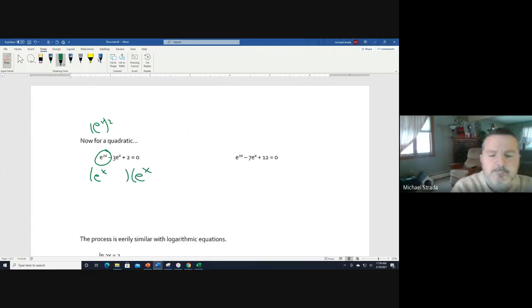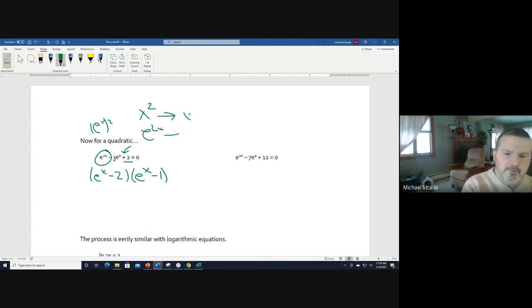All right, you then look at c, which is 2. And you look for two numbers that go into 2 that in this case add up to -3. So that'd be -2 and -1. So you treat the e to the 2x just like quadratics, and you factor it. The only difference is x squared, which becomes x, is replaced with e to the 2x, and just becomes e to the x. You then take each equation and solve it.